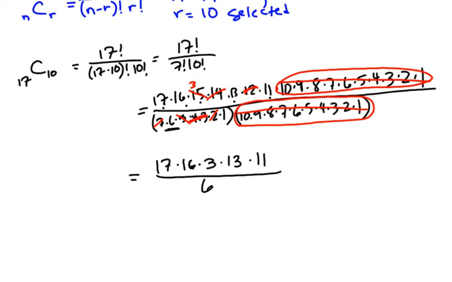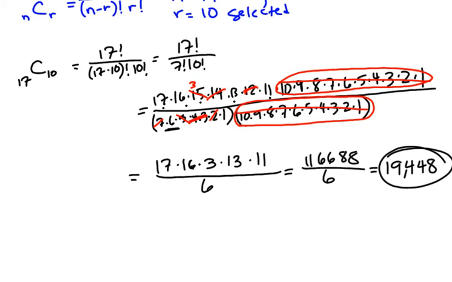So we can multiply out all of this stuff. We have 17 times 16 times 3 times 13 times 11. And that gives us a very interesting number, 116,688. And we're going to divide that by 6. That simplifies down to 19,448.